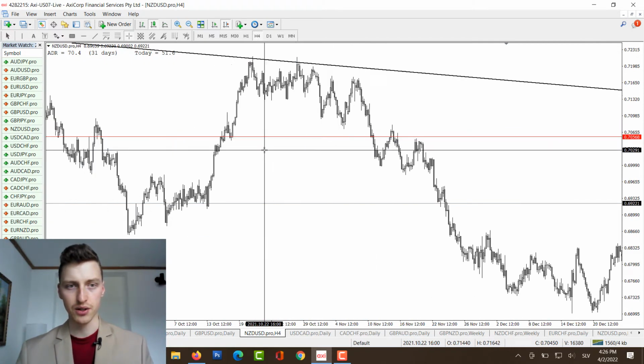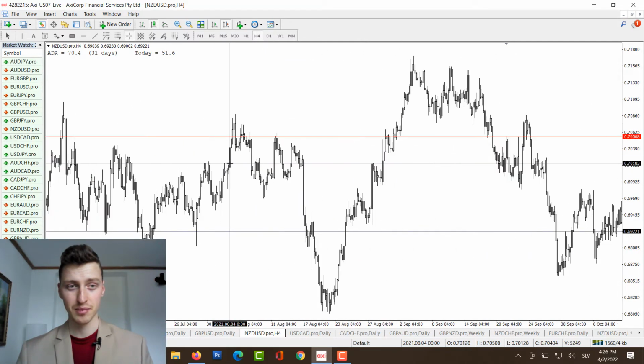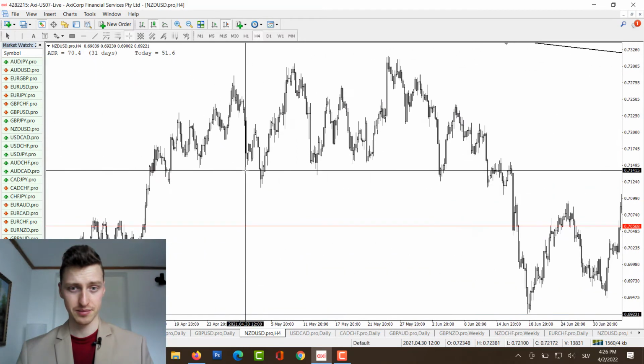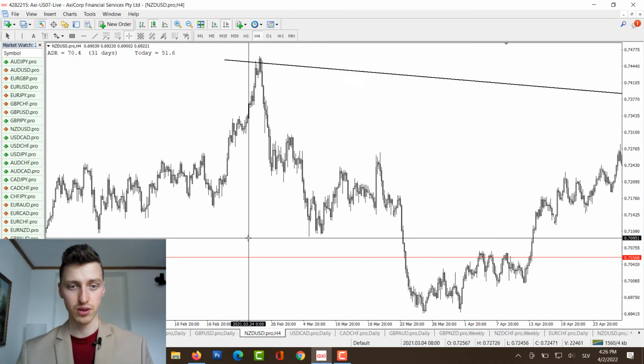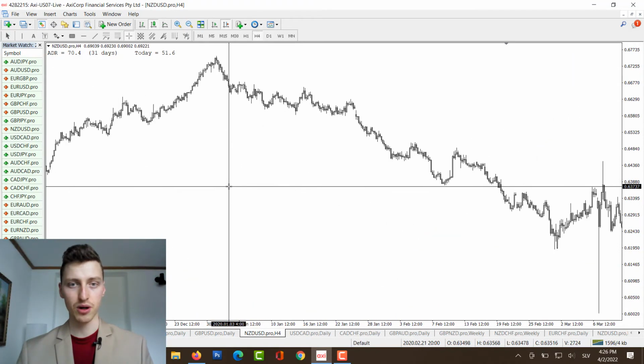Okay, here and here. Here also price reacted to it. Right here, some here. It's a zone. It's not a line, it's a zone. It is a very powerful structure.